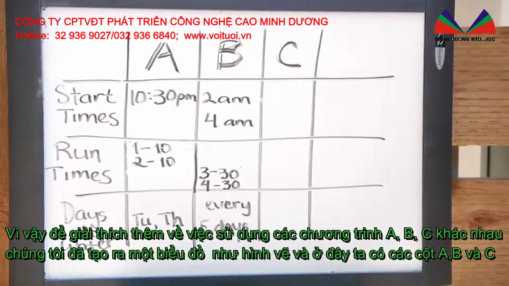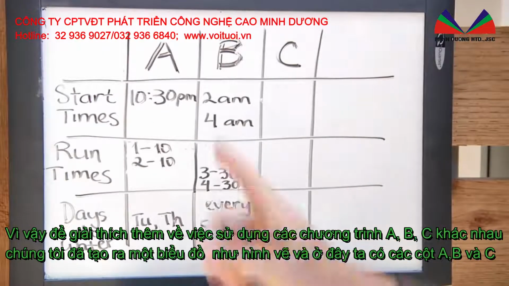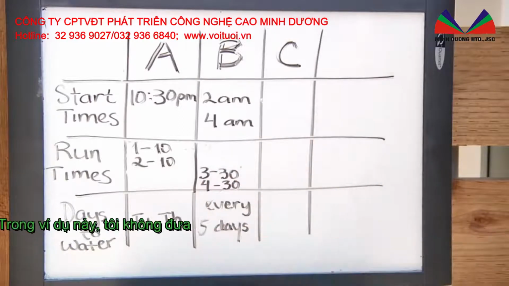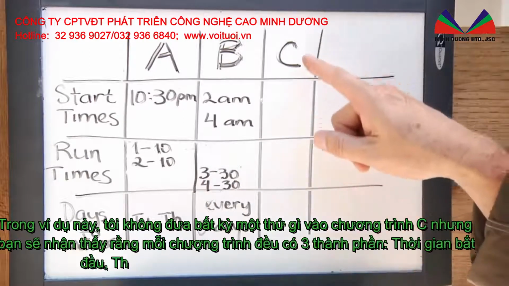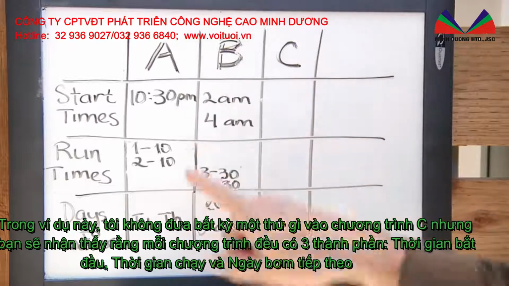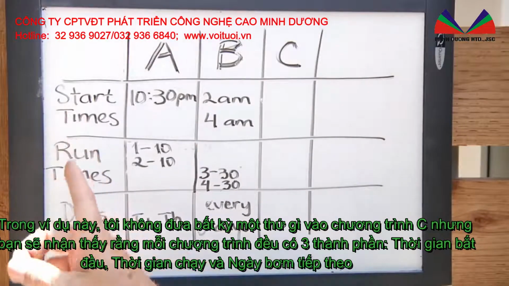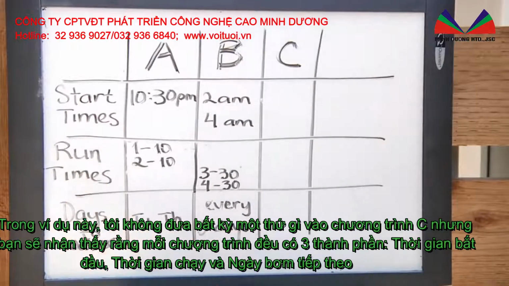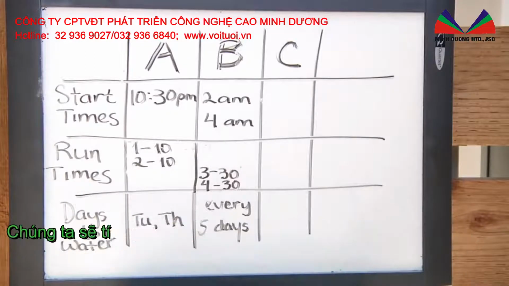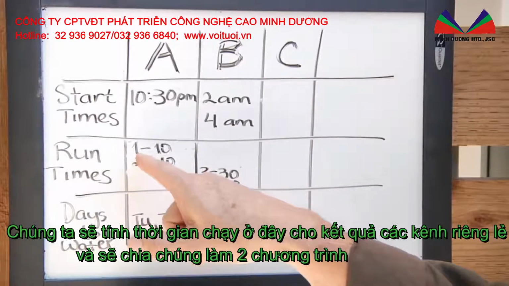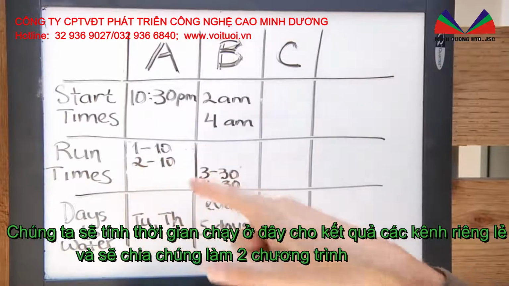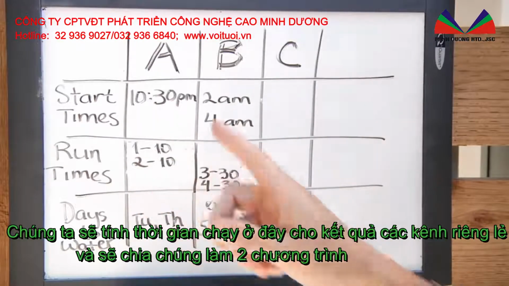So to explain further the use of the different programs A, B, and C, we made a little chart here. It's kind of like a tic-tac-toe board, and we have columns A, B, and C. In this example, we're not putting anything in program C. But you'll notice that each of the programs has all 3 ingredients: start time, run time, and days to water. We're going to take our run times, which is here for our individual stations or zones, and we're splitting them up over 2 programs.